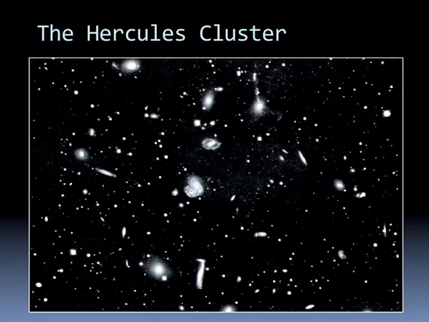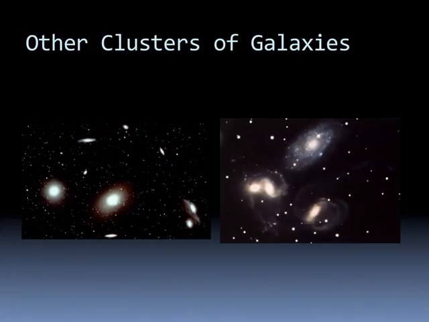Here's a picture of the Hercules cluster of galaxies. Most of the objects that we see here are galaxies. Here we have two galaxies that are in the act of colliding. We have elliptical galaxies, we have spiral galaxies, just a very rich, diverse group of galaxies. These are other clusters of galaxies that we see. We see several good ellipticals and spirals, and in this one, another two galaxies that are in the act of colliding.